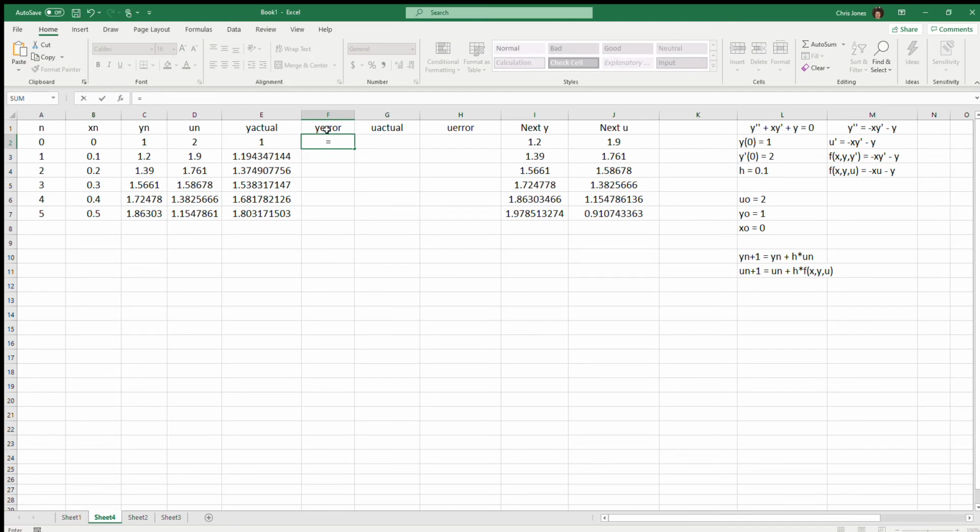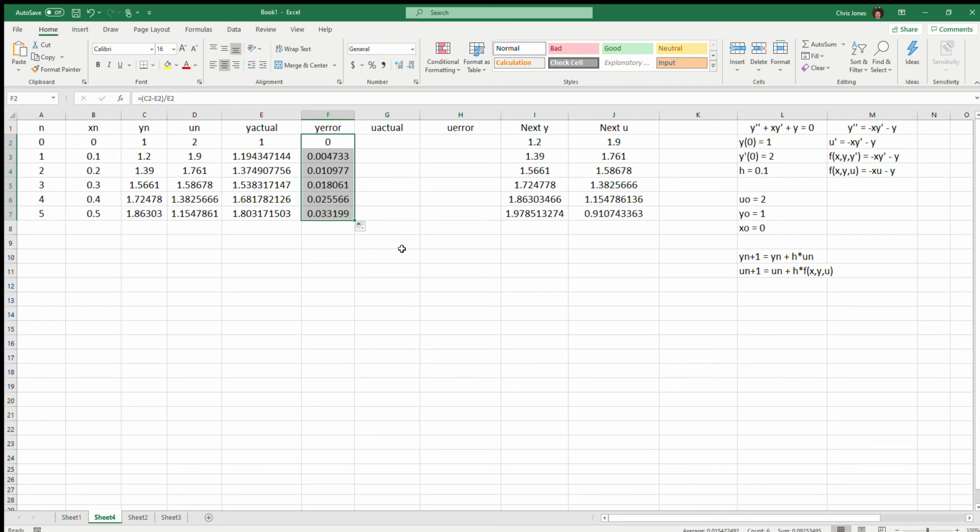So the error is going to be the approximate minus the actual divided by the actual. And of course the first one's 0 because it's the initial condition. And notice that we get a pretty good error here, about 3.3%. So it's pretty reliable for us, especially considering that we didn't do a lot of work to find a series solution. The approximation just did it for us.